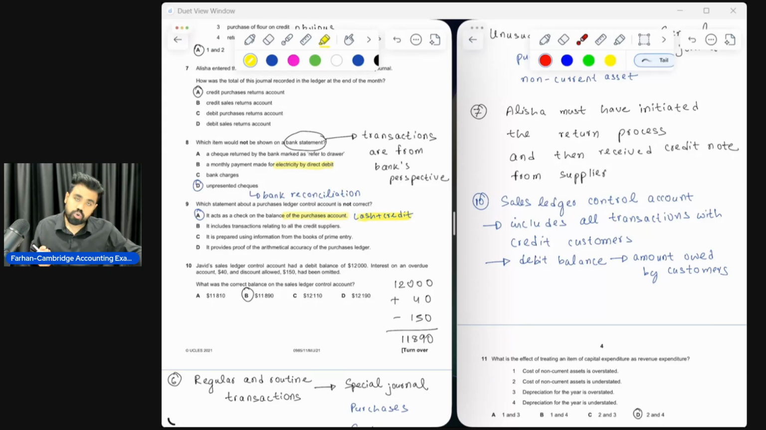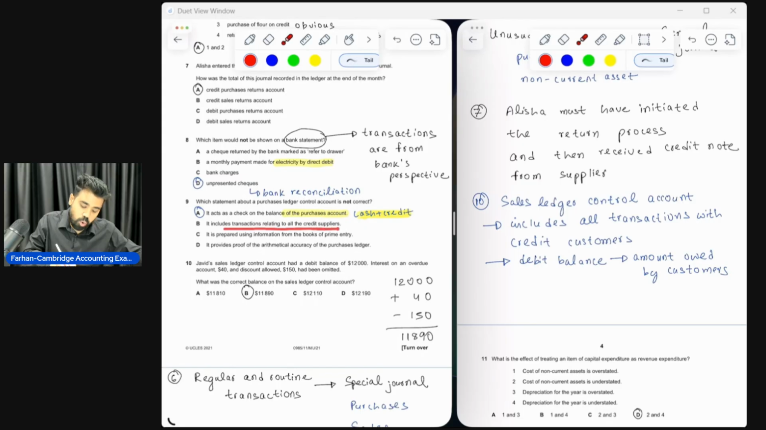But let's read through options B, C, and D. It includes transactions relevant to all credit suppliers, 100%, absolutely, we have validated that. It is prepared using information from the books of prime entry. Absolutely. So books of prime entry refers to the initial point of recording transactions, such as credit purchases or like purchase returns that would be initiated later. What about option D? It provides proof of the arithmetical accuracy of the purchaser's ledger.